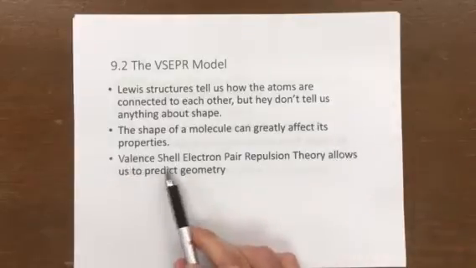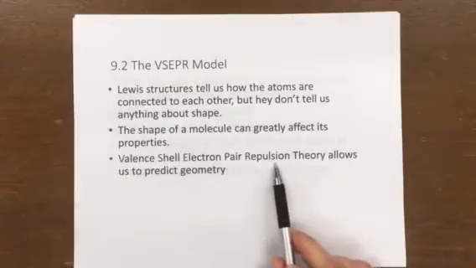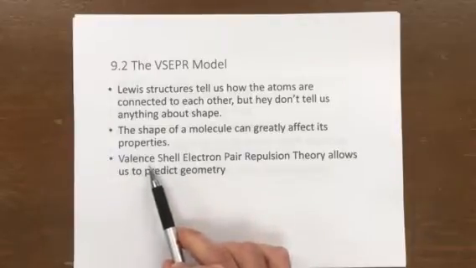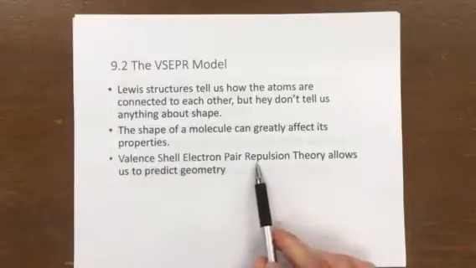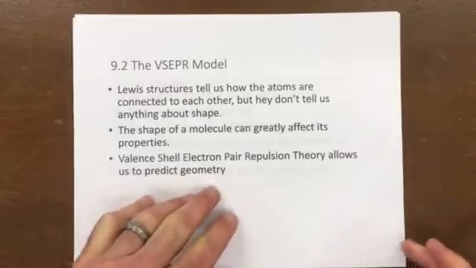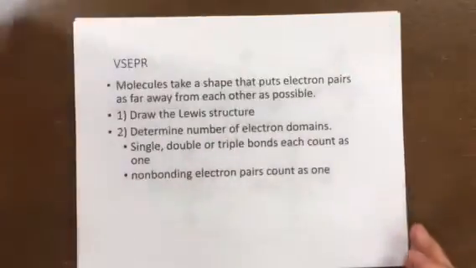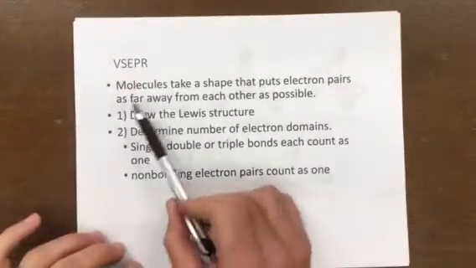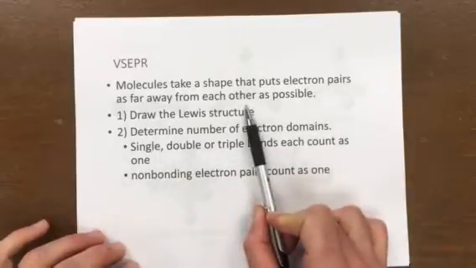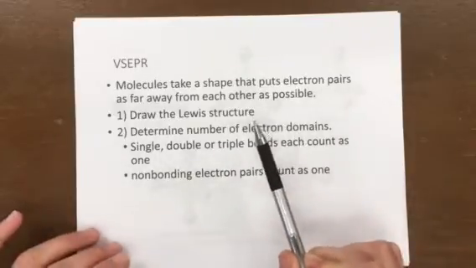What VSEPR stands for is valence shell electron pair repulsion. And what that means is that the valence electrons, those are the ones involved in bonding, stay in pairs, and they repel each other. So the molecule is going to take the shape that gets those as far apart from each other as possible. It's a pretty simple theory.